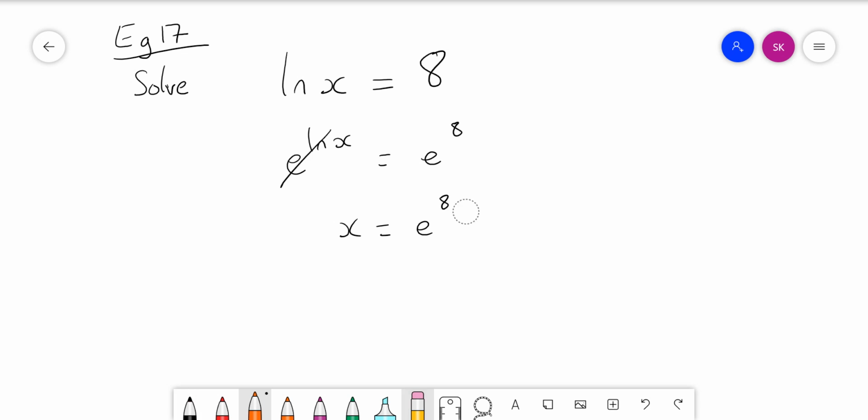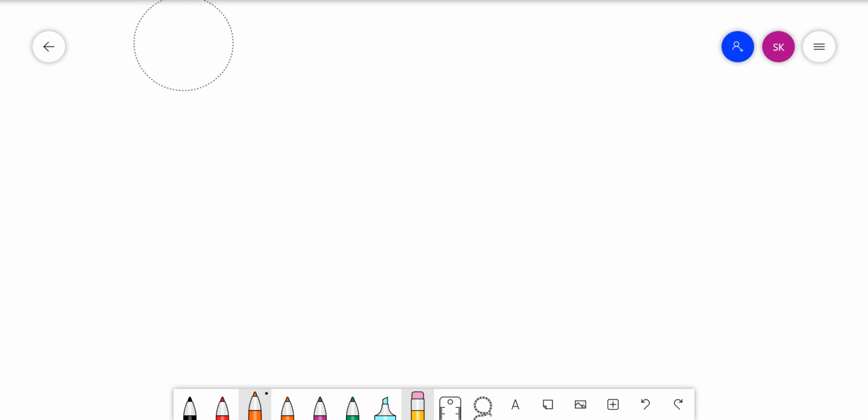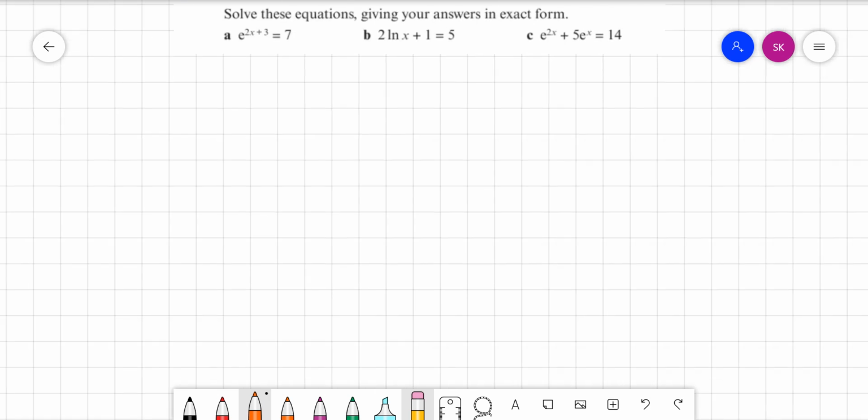Let's do one more. Let's say, actually, let's pause it there. We're going to move on to the next example, and this time we're actually going to do example 18 as it appears in the textbook.